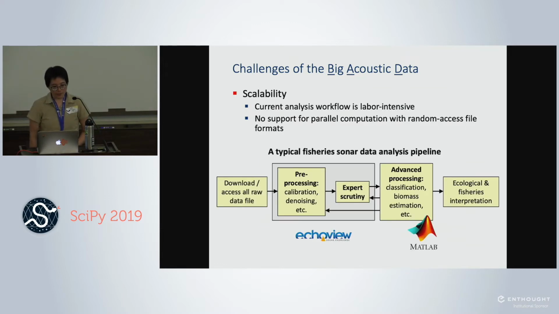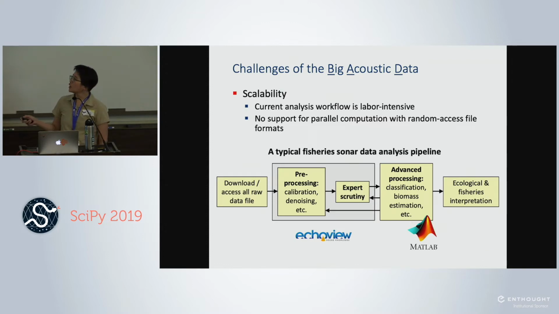Another set of problems are scalability issues, right? The current analysis workflow is very labor intensive, and I'll give an example in just a minute. And there's currently no support for parallel computation with random access file formats.